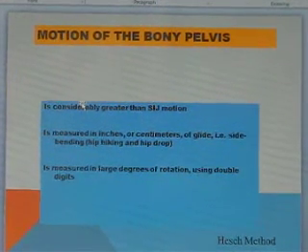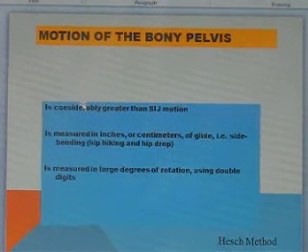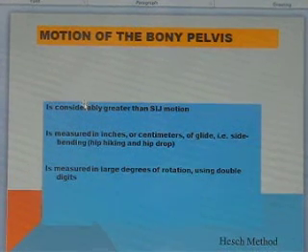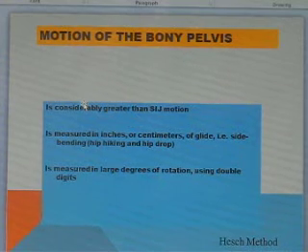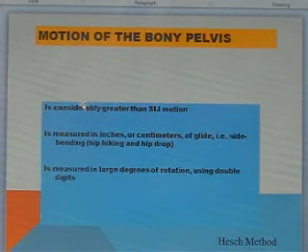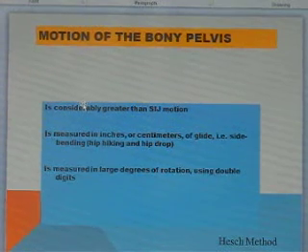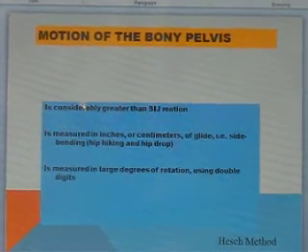Unfortunately, there's a lot of marketing ongoing in the public domain, especially on Facebook, and even some clinics across the country that promote the archaic belief that the SI joint moves a considerable amount. It does not. So motion of the pelvis is much greater than the SI, and it's measured in centimeters of glide and in large degrees of rotation using double digits.